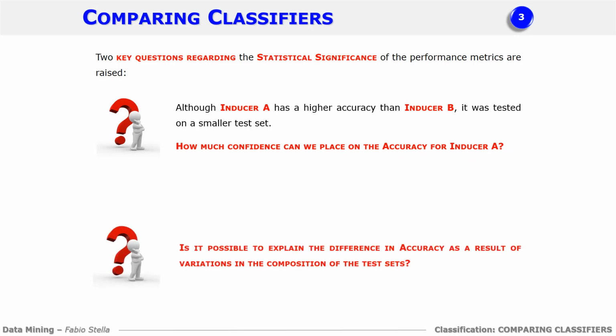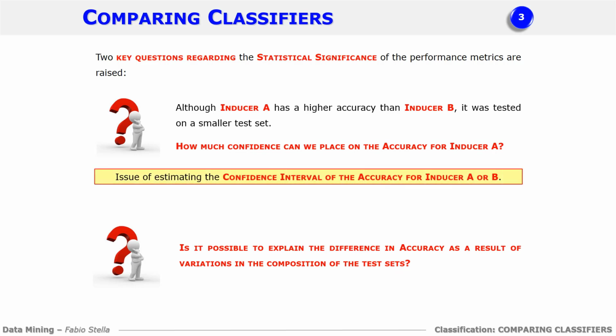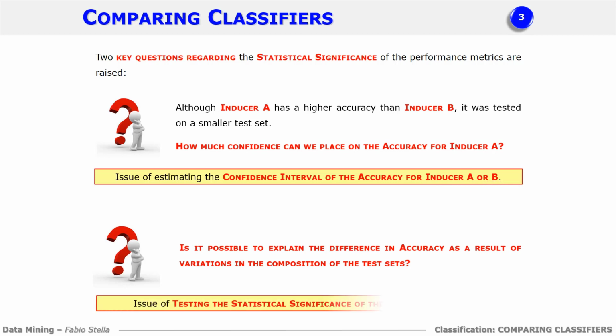The second question to be answered is the following. Is it possible to explain the difference in accuracy as a result of variation in the composition of the two test datasets? The first question is concerned with the issue of estimating the confidence interval of the accuracy for the two inducers A and B, while the second question is related to the issue of testing the statistical significance of the observed deviation, so the difference in accuracy between inducer A and inducer B.